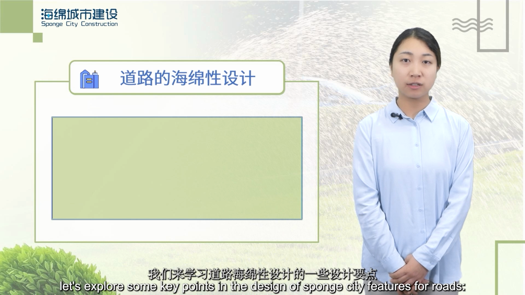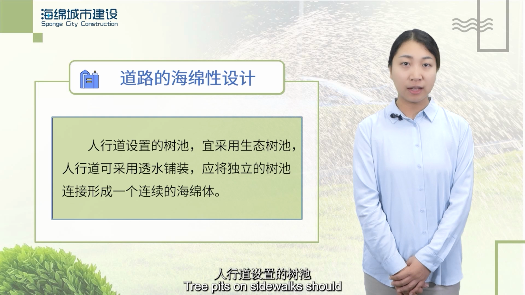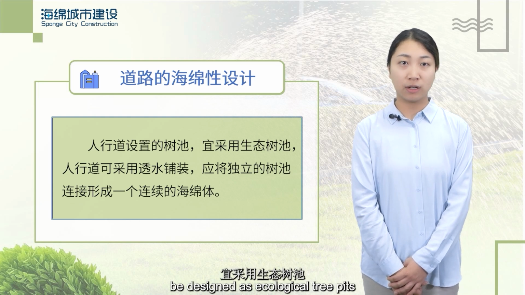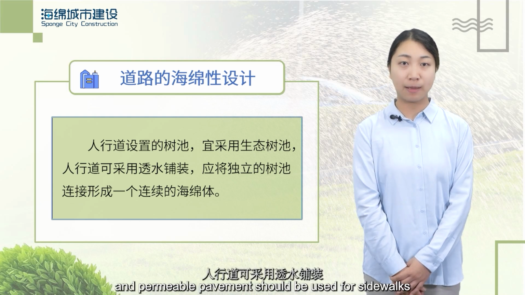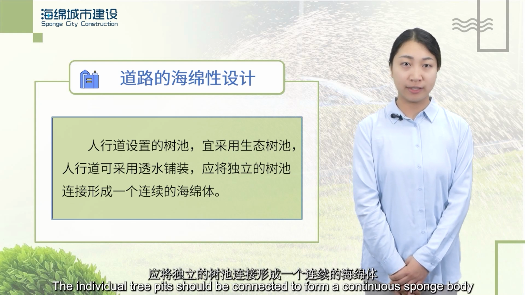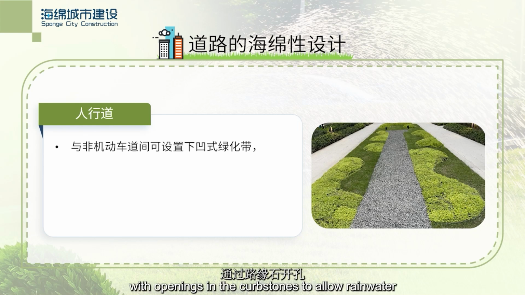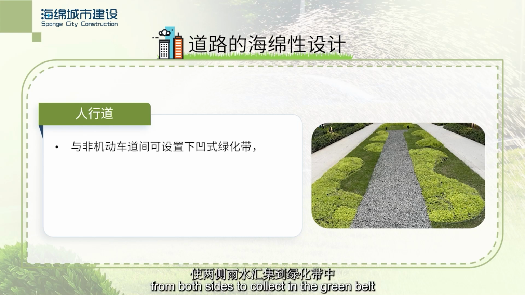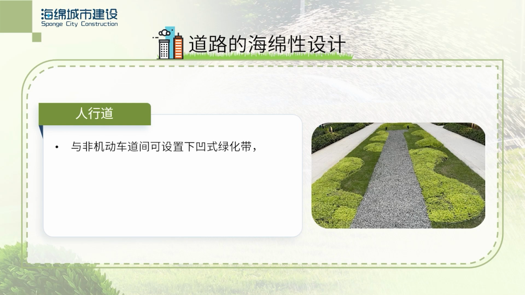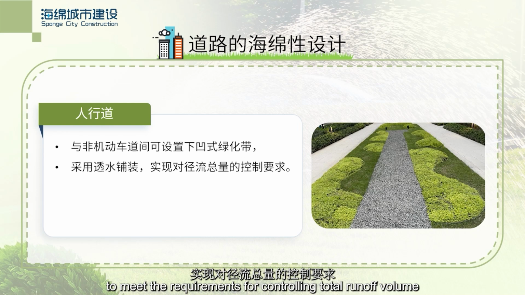Next, let's explore some key points in the design of Sponge City features for roads. Tree pits on sidewalks should be designed as ecological tree pits, and permeable pavement should be used for sidewalks. The individual tree pits should be connected to form a continuous sponge body. A depressed green belt can be set between the sidewalk and bicycle lanes, with openings in the curbstones to allow rainwater from both sides to collect in the green belt.